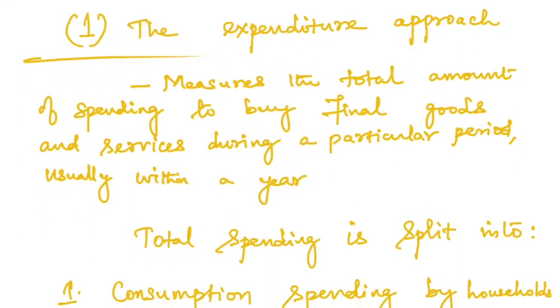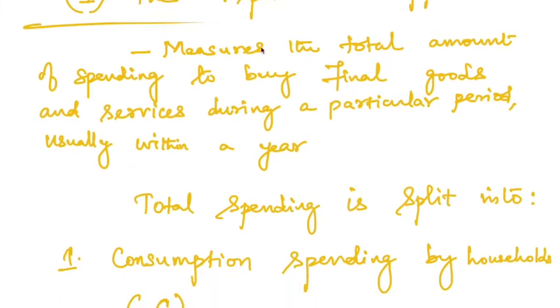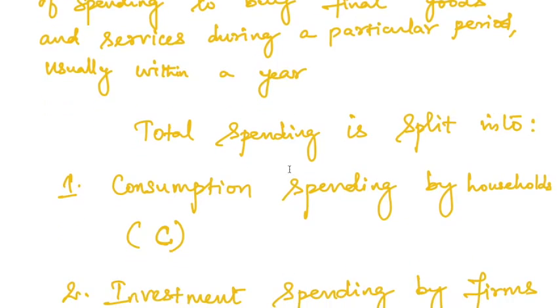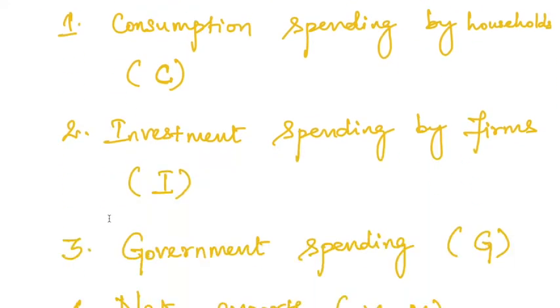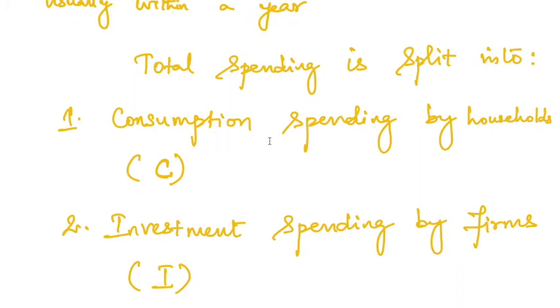Okay, so now let's look at each of these methods or approaches in detail. The expenditure approach measures the total amount of spending to buy final goods and services during a particular period. Usually, that's a financial year, so usually within a year. So the total spending in an economy is split into these four components.